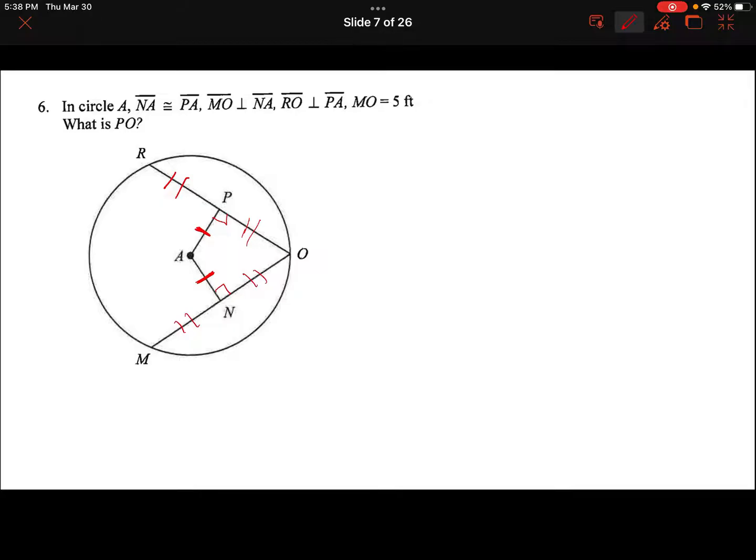I'm doing 2 slashes there also because we already know they're congruent. This tells us that MO is 5 feet from M to O, which means that RO is also 5 feet. Well, they're asking us for PO. PO is half of that, so that would be 2.5. 2.5 feet is what we're looking for there.